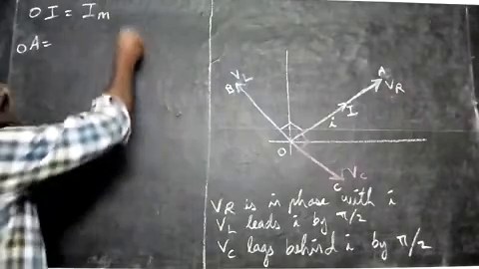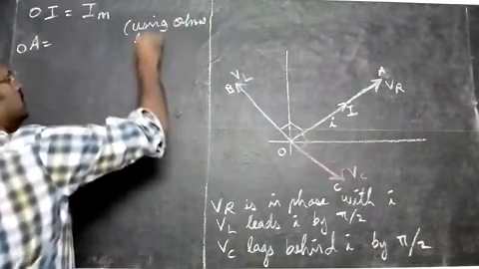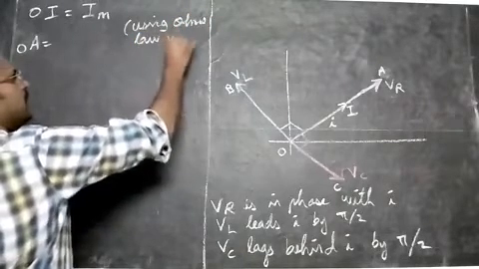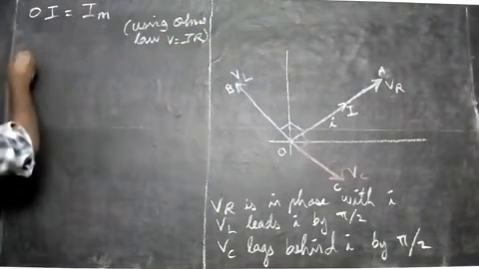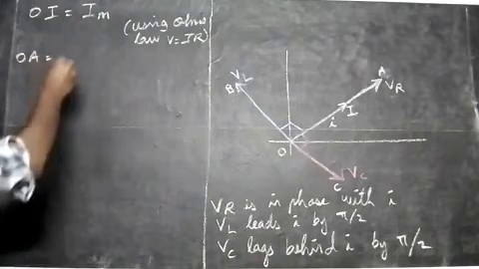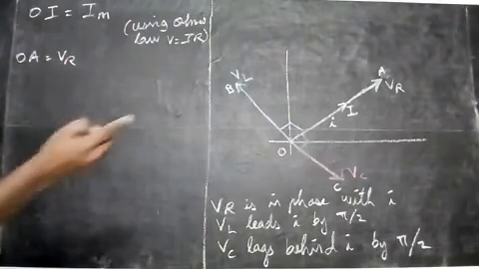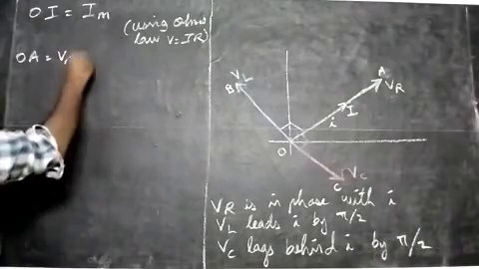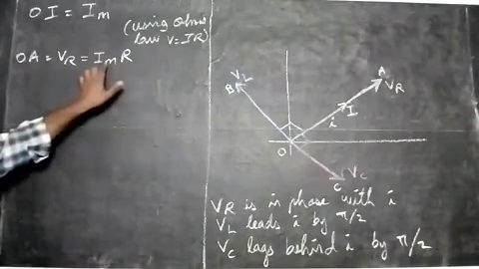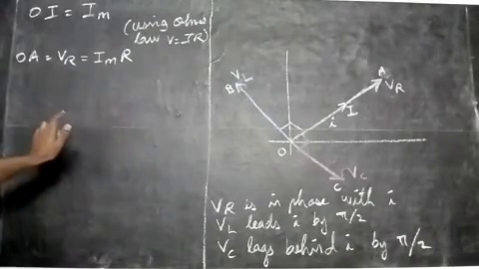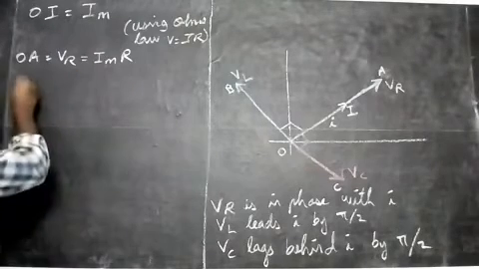But we use Ohm's law here. That is what we know: V is equal to I into R. That I'm going to use here. OA is equal to VR. VR means the voltage across the resistor, and that will be equal to Im into R. That is the Ohm's law formula. That is Im, the maximum current, into the resistance. That's VR.